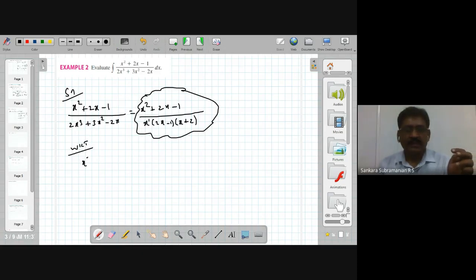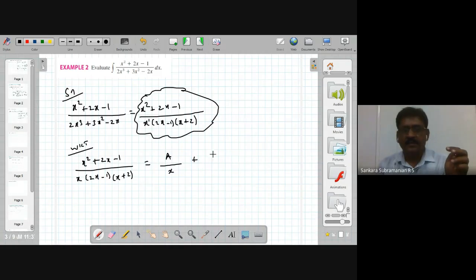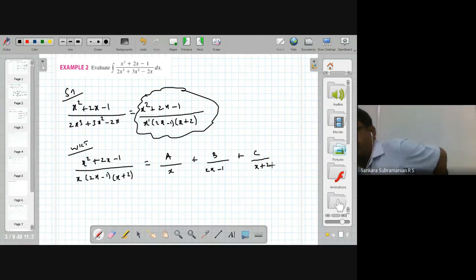this x square plus 2x minus 1 over x into 2x minus 1 into x plus 2 can be written as a constant a by x plus another constant b by 2x minus 1 plus another constant c by x plus 2. LCM எடுக்கலாம். Yeah, wait a minute. I'll tell in my own way, then you can understand.